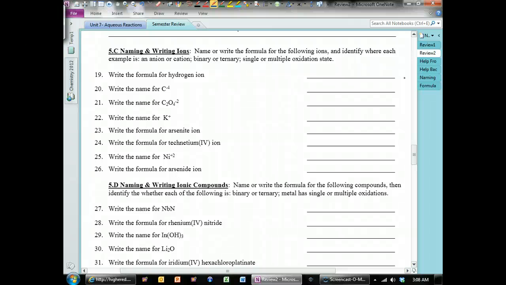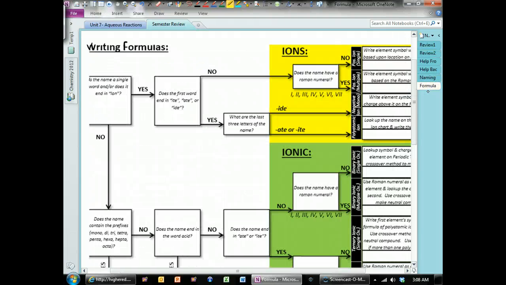The following section deals with naming and writing ions. The first one is hydrogen ion. When we look at our flow chart for writing the formula, we have the first question: is the name a single word and does it end in ion? We're going to answer yes to this whole section.